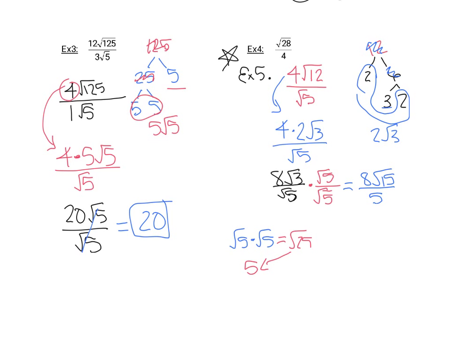Notice, no more radical in the denominator. So all we look now to do is see if we can simplify the coefficients. 8 divided by 5, you can't reduce that, so this would be the answer. This is a very good example to make sure that you have and understand.